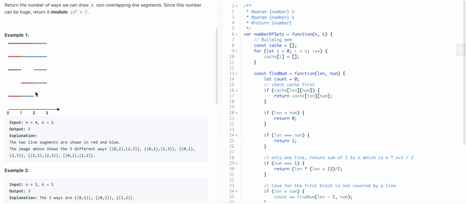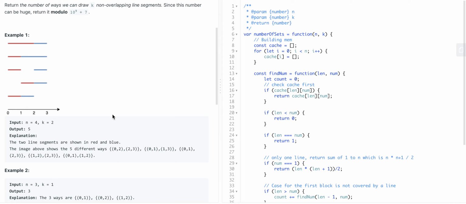So the way I think about this problem is, instead of thinking about it as points, I think about it as the spaces. So n equal to 4 actually has 3 spaces, right? 0 to 1, 1 to 2, 2 to 3. So these are buckets that you can put the line in, and the line could occupy those buckets.